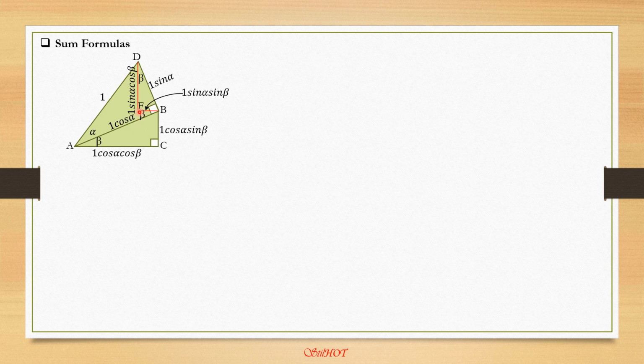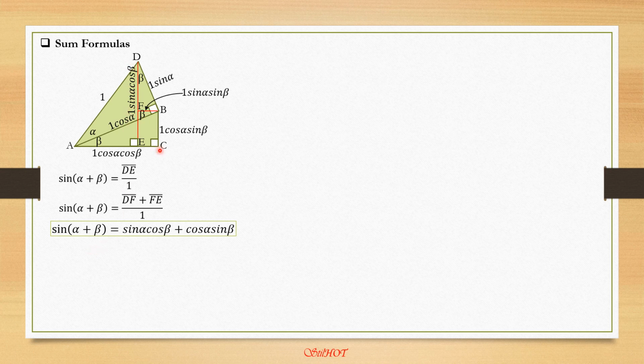Then let's project downward from this corner here. And take note that this FE here is equal to this 1 cosine alpha sine beta. And this EC here is equal to FB or 1 sine alpha sine beta. So from the figure in triangle ADE, we can now define sine of alpha plus beta, which is opposite DE over hypotenuse 1, where DE is DF plus FE. So sine of alpha plus beta is DF plus FE over 1. And remember, that's still 1. DF is sine alpha cosine beta, while FE is cosine alpha sine beta. So therefore, sine of alpha plus beta is sine alpha cosine beta plus cosine alpha sine beta.